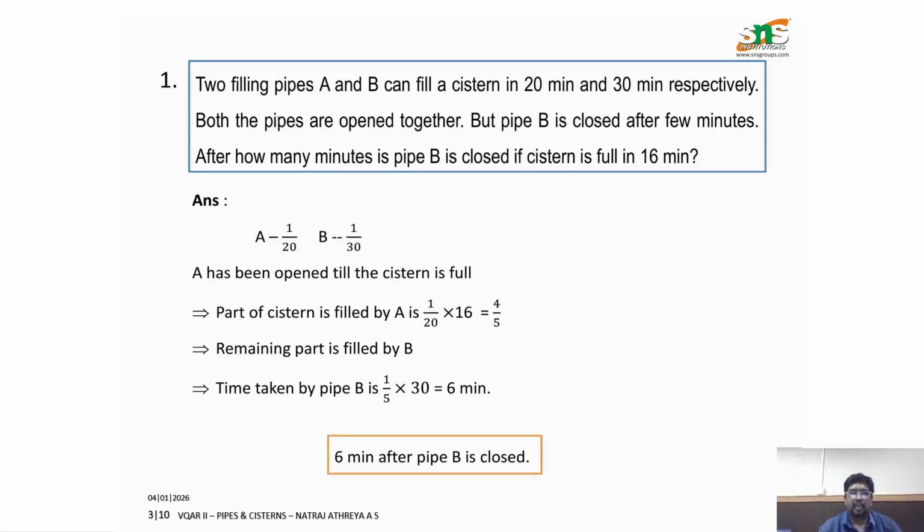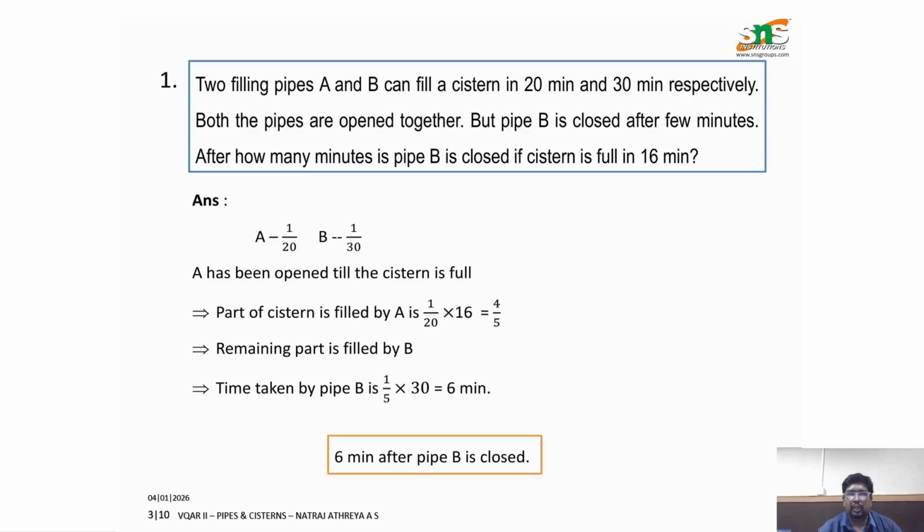We'll try it with a problem. I'll just read out the problem first, then we'll discuss how to answer it. Two filling pipes A and B can fill a cistern in 20 minutes and 30 minutes respectively. Here you should make a note that we should be keen about what unit is given. If it is minutes or hours, or if it is days, it should also be taken into concern. So to fill the cistern, A takes 20 minutes and B takes 30 minutes respectively.